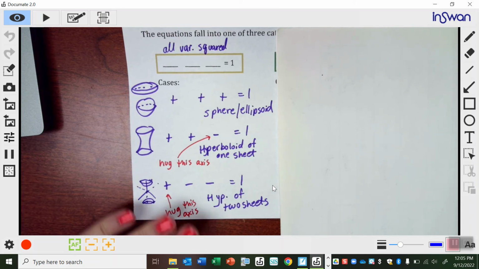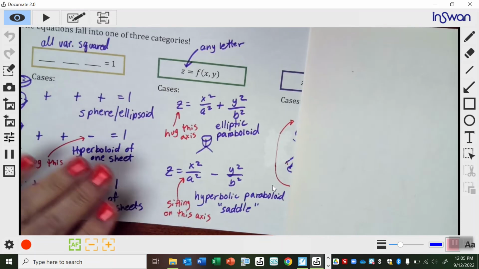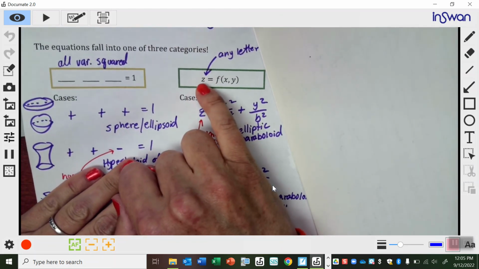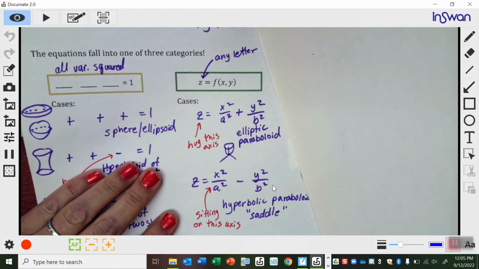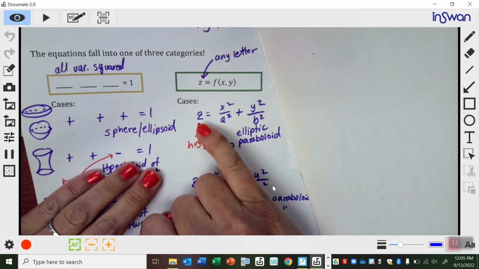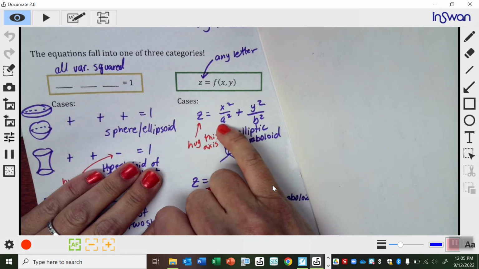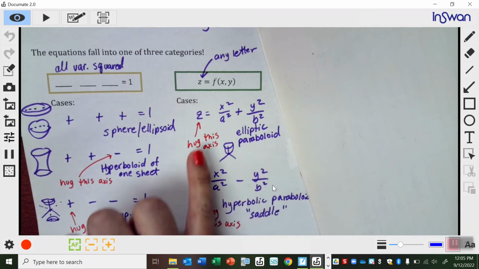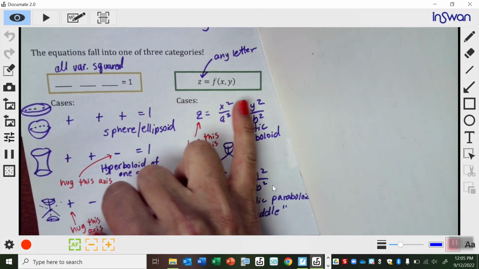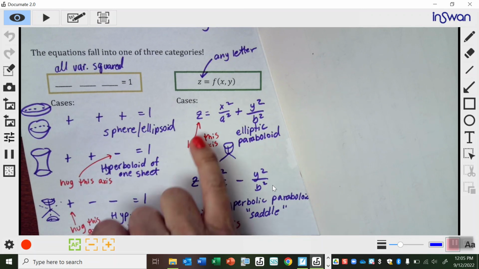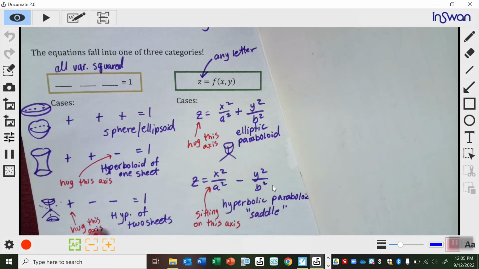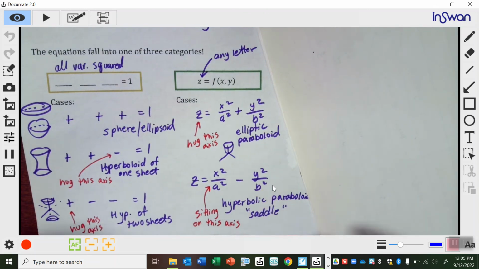Okay. All right, so going to the middle section here. This could be any letter that is all by itself, and it's not squared. So I did it with Z, right? If you have z equals x squared over a squared plus y squared over b squared, that's going to be your elliptic paraboloid. Like if you cover them up, you got a parabola, you got another parabola, it's going along this axis right here. It's hugging that axis. It's like curling up to meet that axis. Okay, so that's when it's addition.